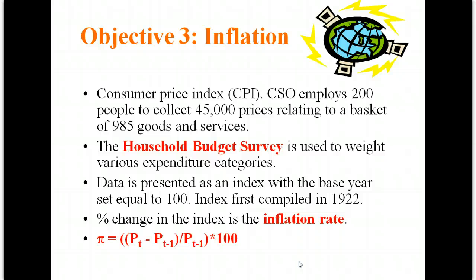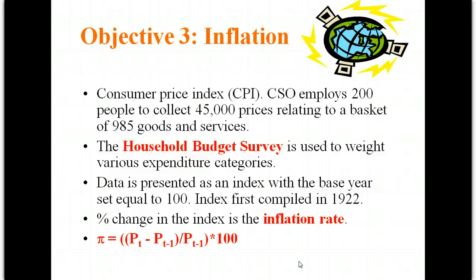So the inflation rate is measured by the consumer price index and can be measured by different compositions of the consumer price index. But the CSO again measures the inflation rate, like most official economic statistics in Ireland. So the CSO sends people around each and every month to collect around 45,000 prices relating to a basket of close on 1,000 goods and services. So the CSO gathers this data.